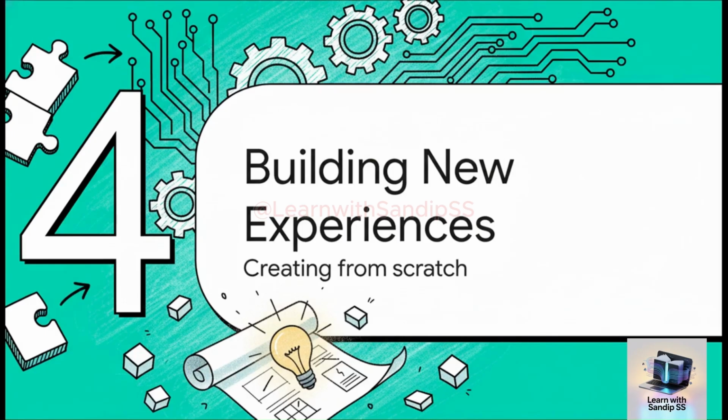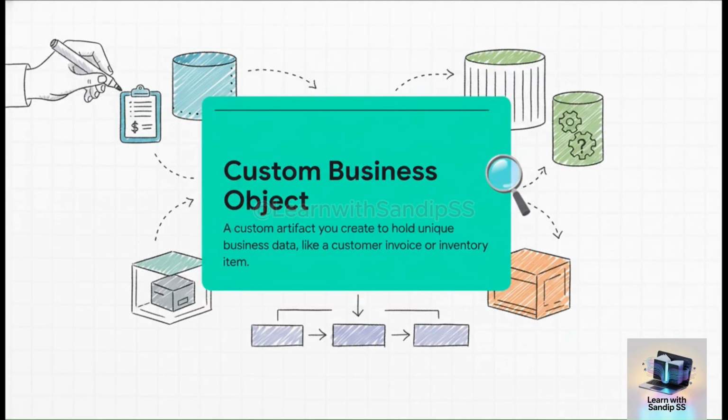So, we've tweaked the UI, we've added some smart logic, but what happens when you need something that just flat out doesn't exist yet? Well, that's when we start building brand new experiences from the ground up. And this journey starts with something called a custom business object. Now, I know that sounds super technical, but it's really just a digital bucket that you create to hold a certain type of business data.